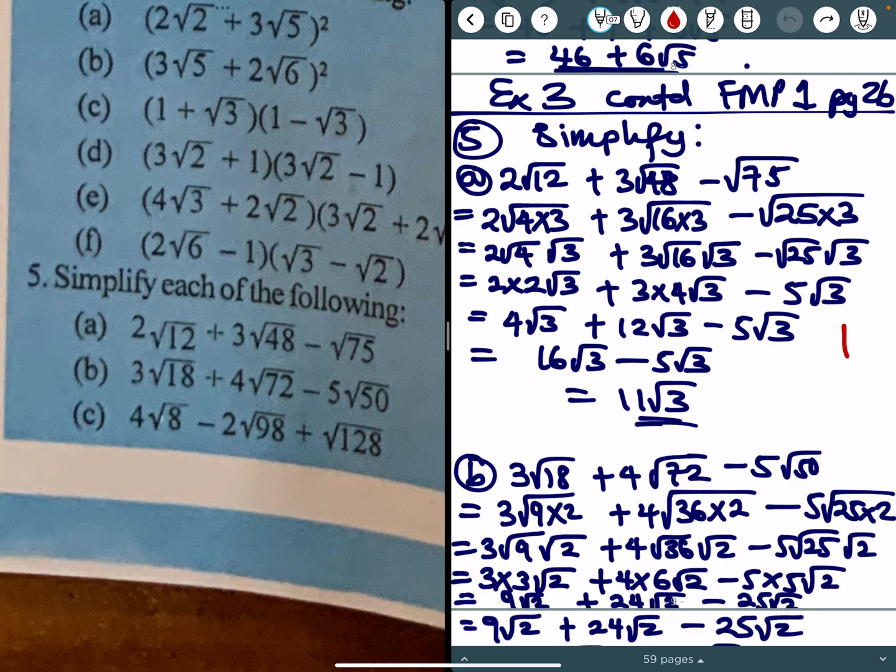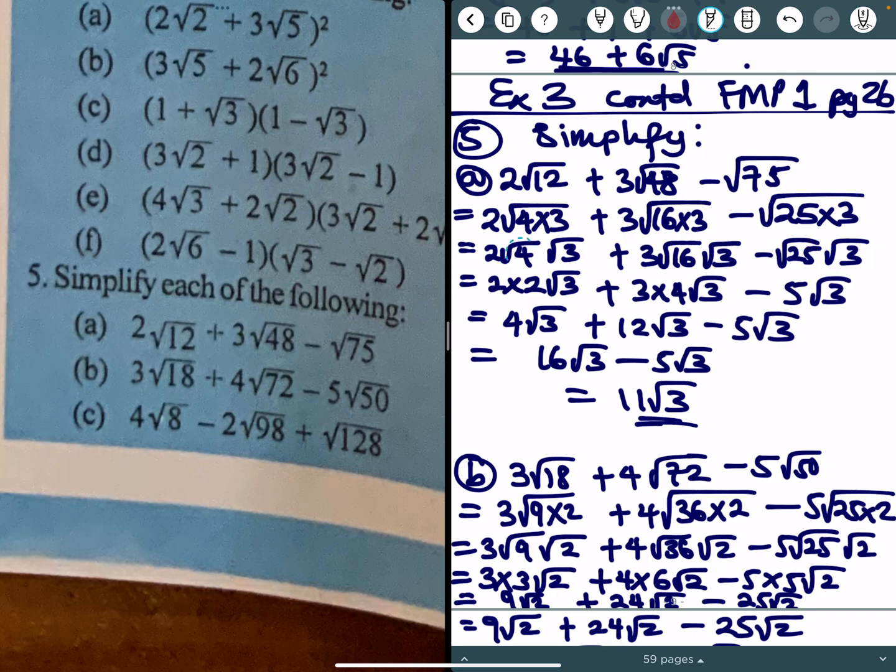Now here, let's continue. So here, this will change to 2 root 4 times 3. Root 48, in a similar way, we change to 3 root 16 times 3. Root 75 will change to root 25 times 3. Root 16 will break apart from root 3. It will be written like this. This one will become root 4 times 3. This one will break into root 25 times root 3.